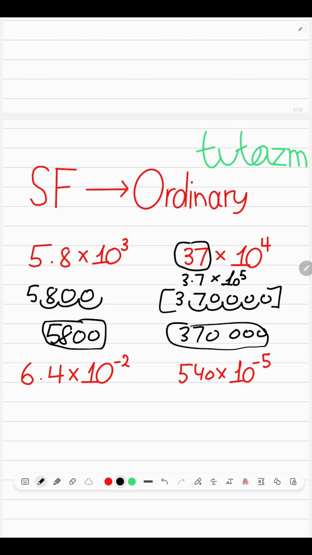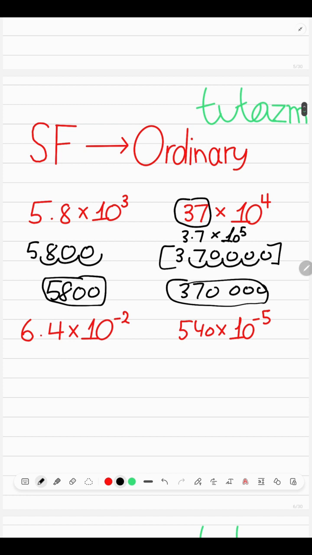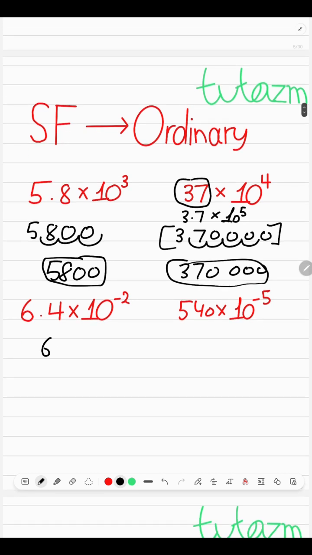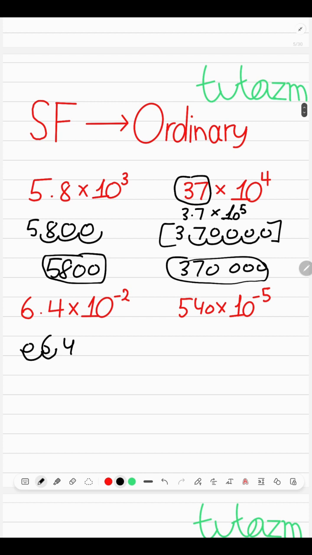370,000. Alright, let's look at some negative powers of 10 then. So we've got 6.4 times 10 to the minus 2. When you've got a negative power, the decimal point moves to the left instead of moving to the right. So we've got 6.4 here, and then it moves 1 to the left, and then 2 to the left, and you've got 0 here. So you've got 0.064 here, and that is our final answer, 0.064.